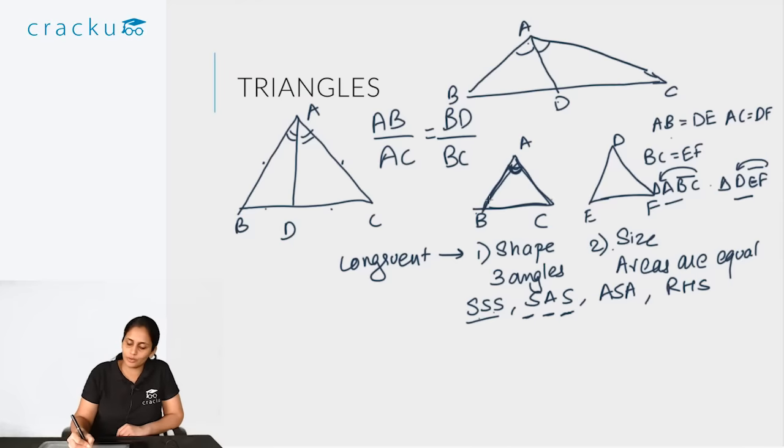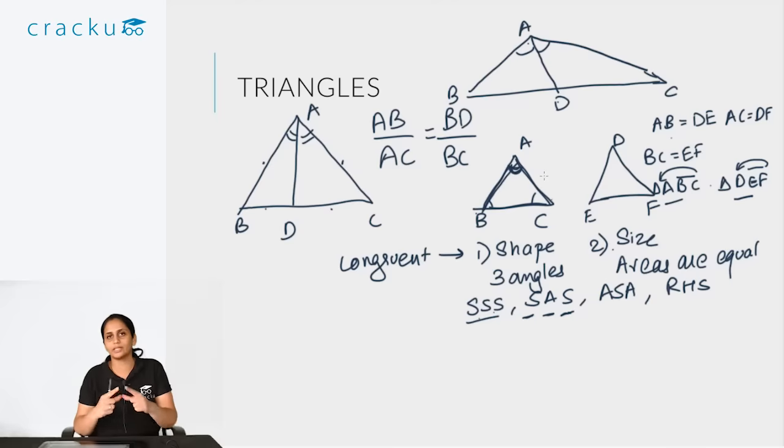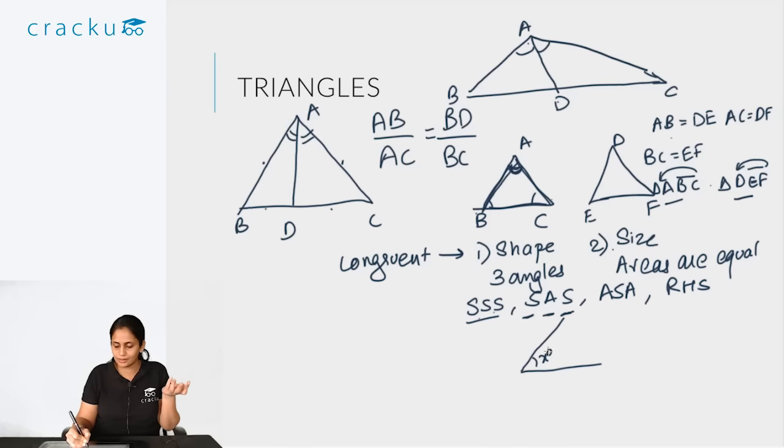ASA says that if you have two angles and a side which is there between those two angles, then those two triangles would be congruent. Now, why would this be the case? Suppose you are drawing a triangle in this way. Suppose you first draw the side, then you draw an angle at x degrees, you draw an angle at y degrees. Just by doing this, you have uniquely formed the triangle.